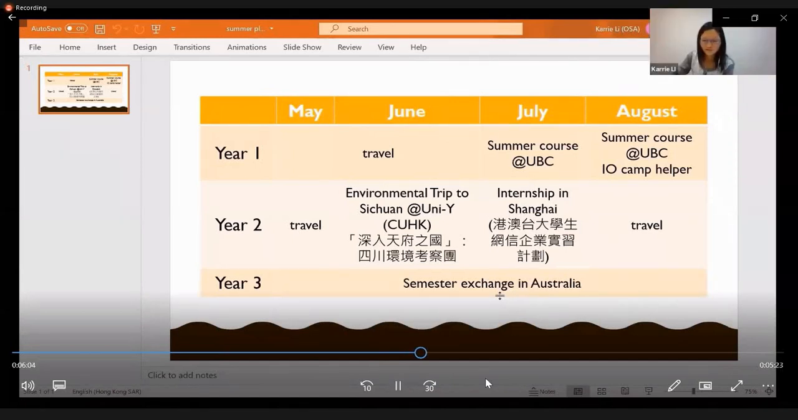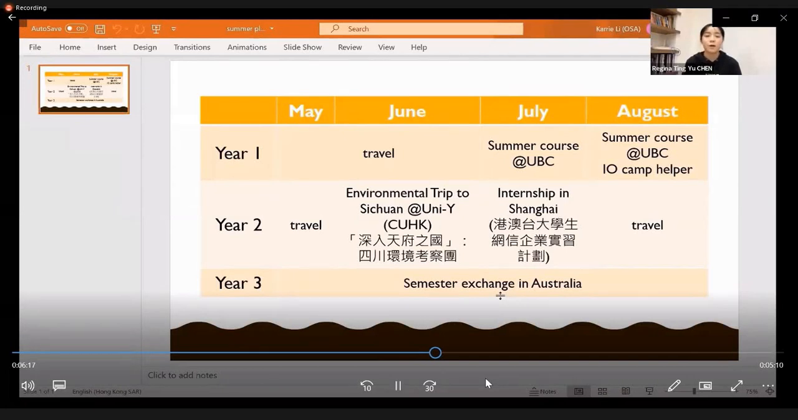Okay, so I can see that you had the semester exchange in Australia in the 2020 summer, last summer. Did the exchange program cover exactly our summer period? Yes, my semester exchange actually started from March to July. So yeah, it kind of overlaps with our summer.